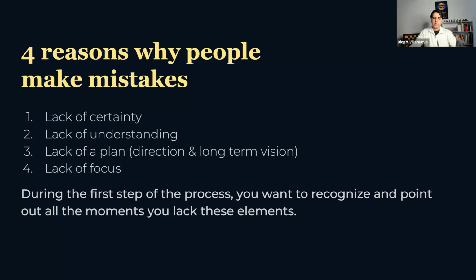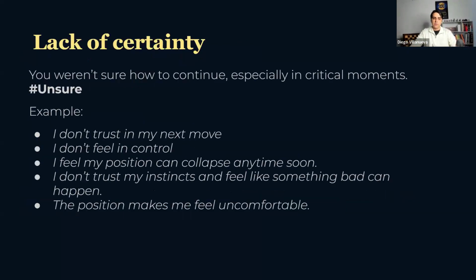But it's important that you understand that most of the time you make mistakes in these 4 categories. Again, I think each case is different. Maybe you have other problems, but from my experience coaching a lot of people now, I know that we can summarize all of these problems in 4 main categories. Let's talk about these categories. For example, the lack of certainty. These are moments where you weren't sure about how to continue, how to play, how to respond, especially in critical positions. And I add the hashtag unsure to explain this concept.